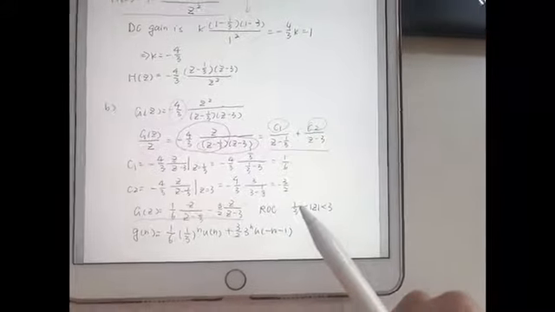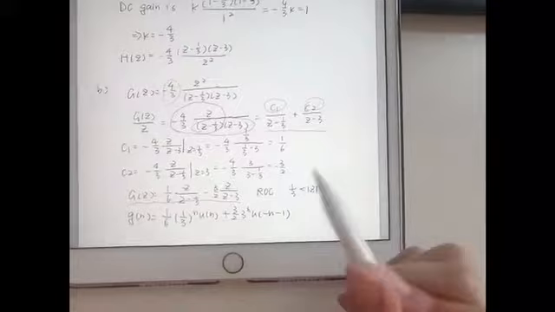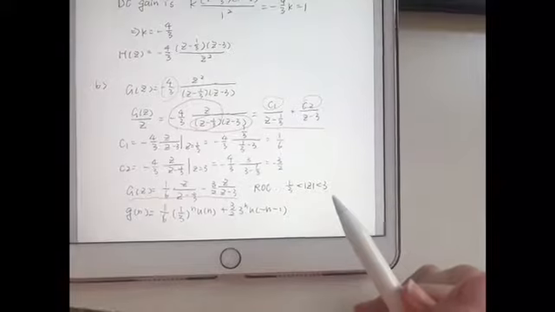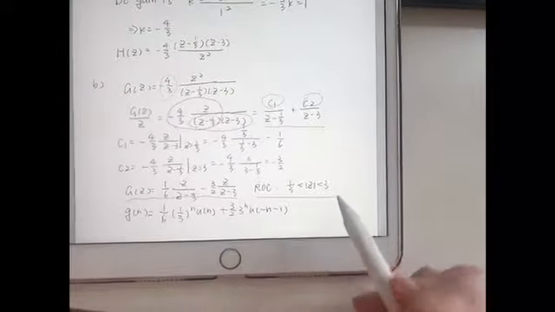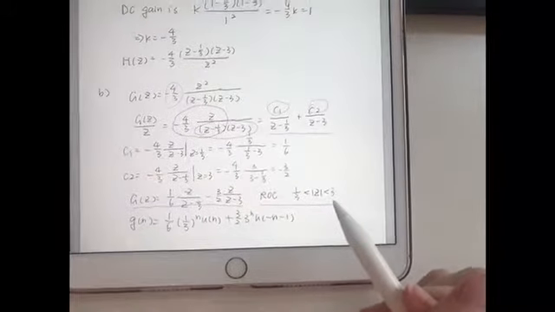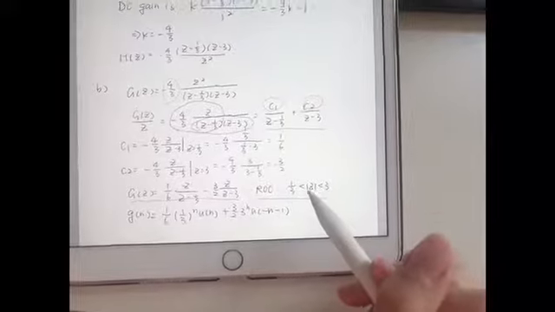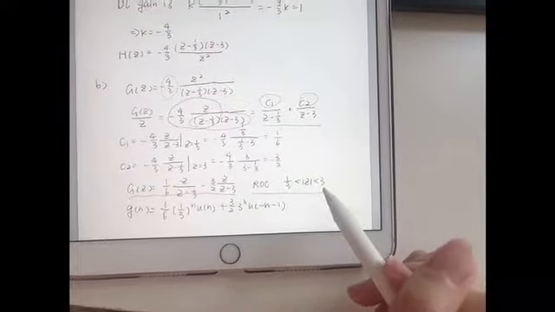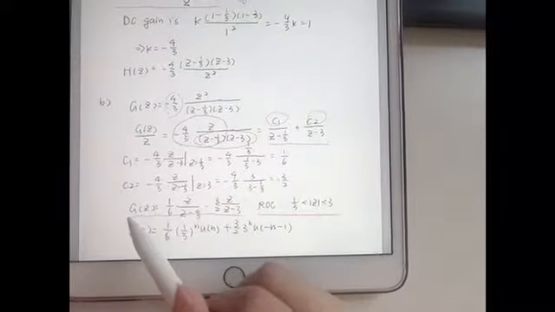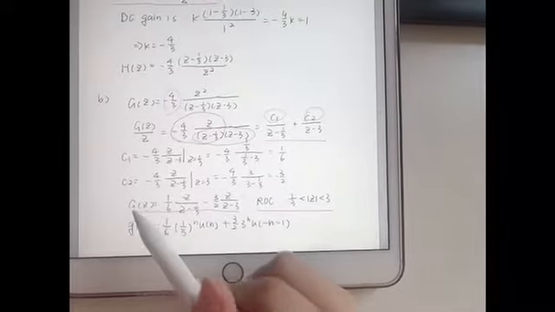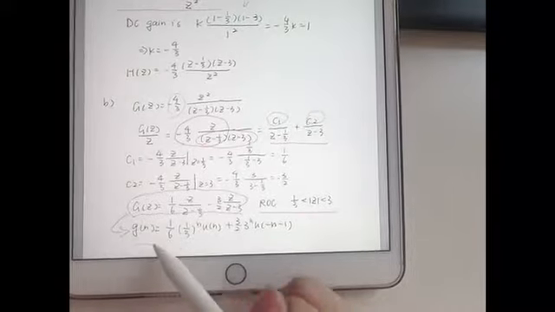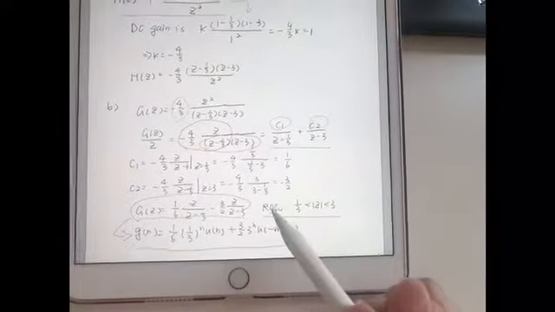Because we want the inverse system to be stable, the ROC will include the unit circle, where the radius equals 1. So the ROC will be the area where |z| is larger than 1/3 but smaller than 3. Now we can do the inverse z-transform of G(z), and we can easily get g[n] equal to this expression, and the ROC is this.